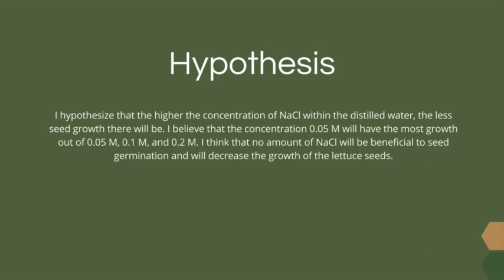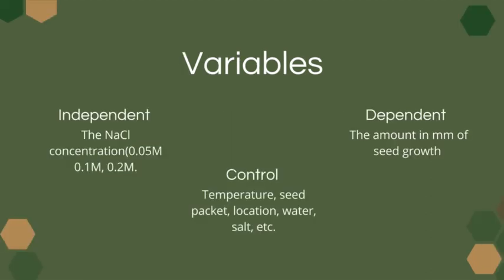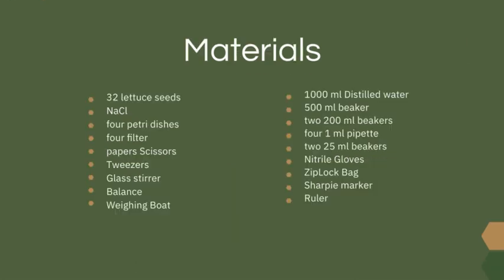have negative impacts. The thing that I would be changing in this experiment is the concentration of sodium chloride given to the seeds. The aspect of this experiment that would change is the growth in millimeters. And some of the variables I would keep constant in this experiment are the temperature, location, seed packet, amount of water, and the same salt.